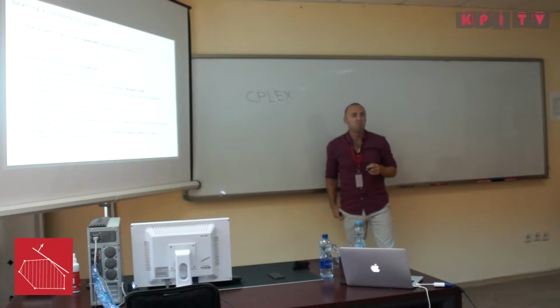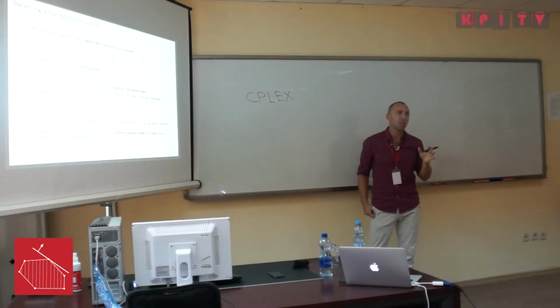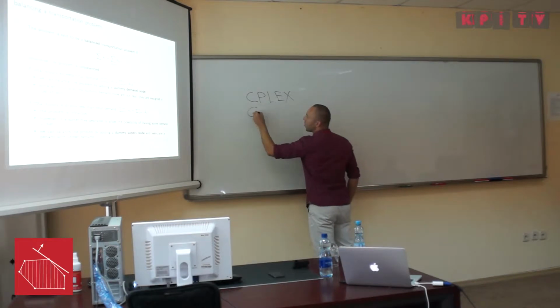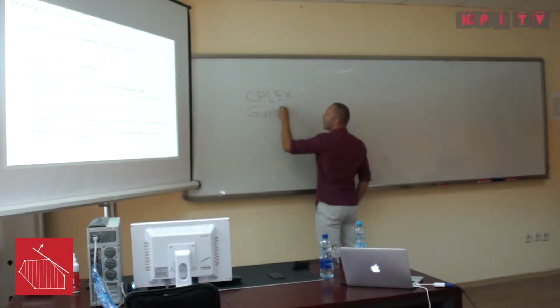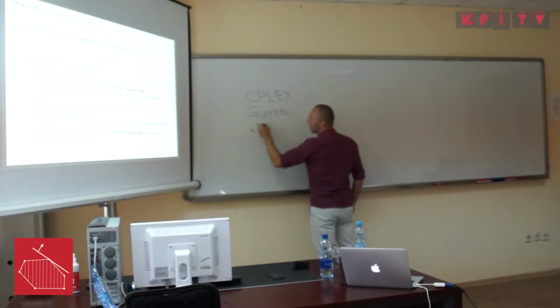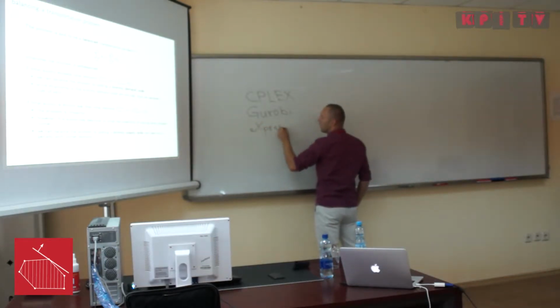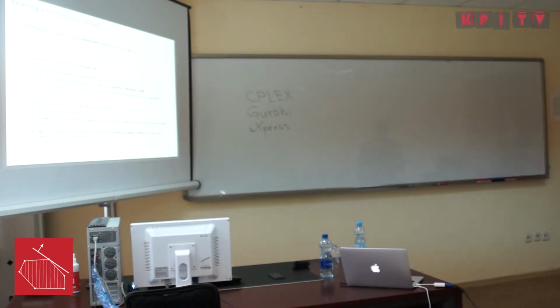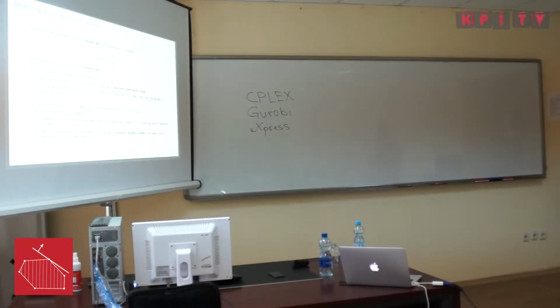I was going to say number 1, but it's not really number 1. It's just one off. So one is called Cplex. Another one is called Gurobi. And the third one is called Express. These are the 3 main solvers that exist on the market. These are commercial solvers. They are the fastest solvers available on the planet.